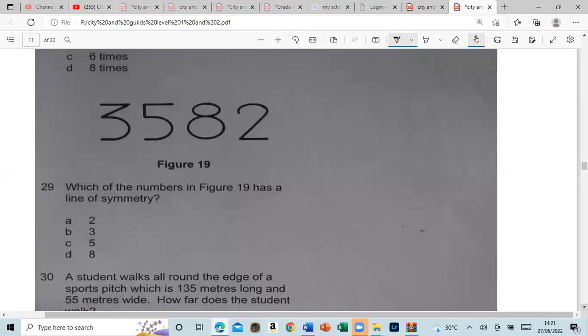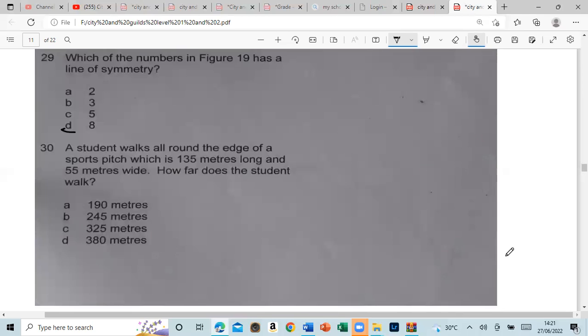29. Which of the numbers in figure 19 has a line of symmetry? And that would be 8. Line of symmetry, that's all right. So straight there, 8. 30. A student walks all around the edge of a sports pitch, which is 135 meters long and 55 meters wide. How far does the student walk?